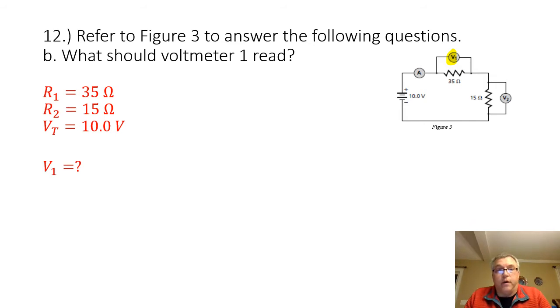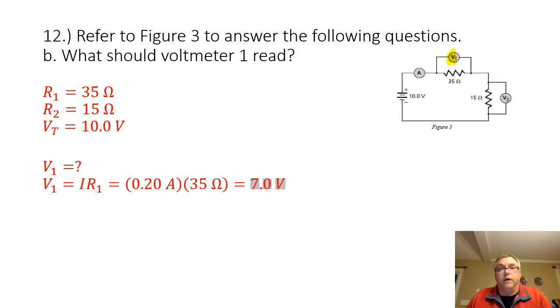We got that from the first part of the problem. And because it's a series circuit, I know that the current is going to be the same at all points in the circuit. So to find the voltage, we simply need to use Ohm's law. So I know it's the current times the resistance. 0.2 amps times 35 ohms is going to give me a voltage of 7 volts.